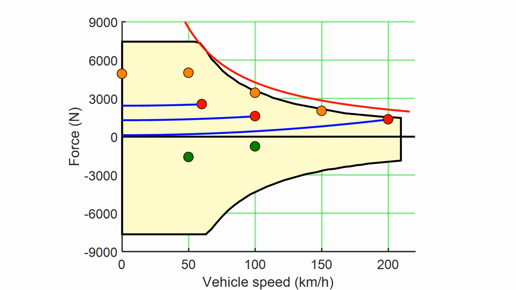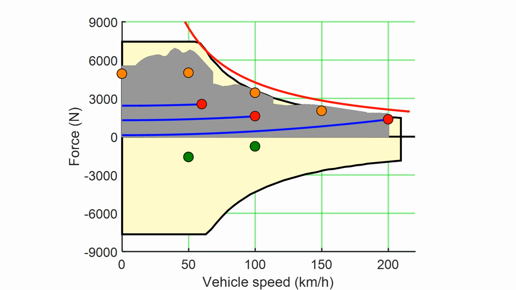Now we will compare the operating region of this 180 kilowatt electric powertrain with the operating region of the 5-speed 100 kilowatt combustion engine powertrain. The gray area is the operating region of the combustion engine powertrain. We can see that at most speeds it has lower maximum force than the electric powertrain, which is partly because of a lower peak power of the engine, but also due to the limited number of gears, making it impossible to use the full engine power at all speeds.